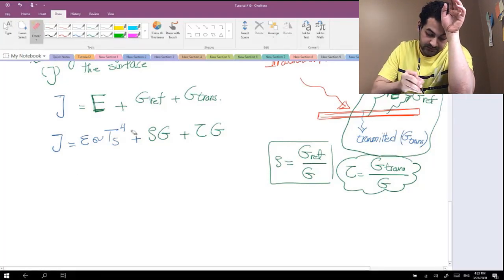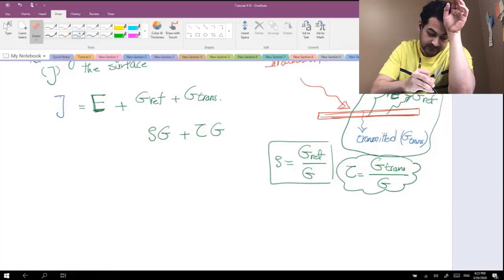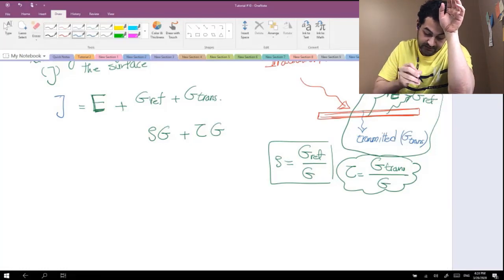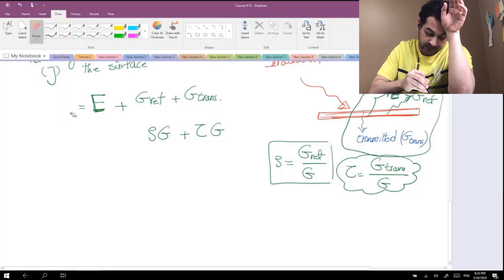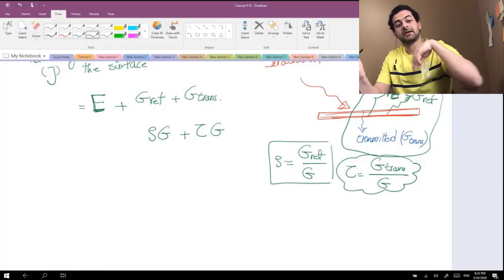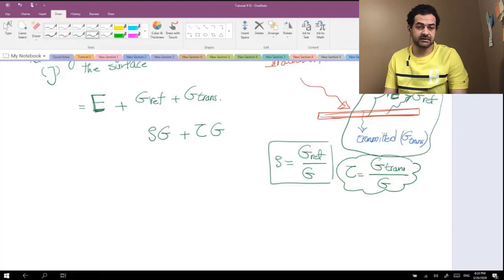I'm sorry. Yes. The radiosity equation, the first one. What is E? Where you have J is equal to E, the first one. E is the emittance of the surface.